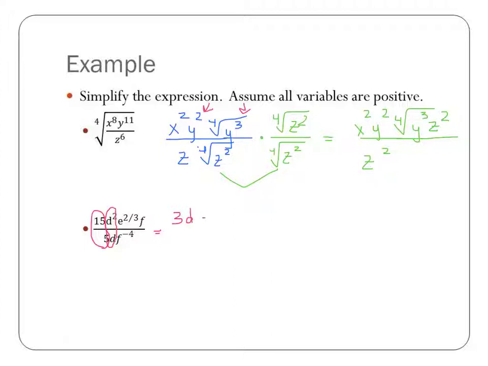E, we only have that one e to the 2/3 stays on top. And then f, you're subtracting, and that is 1 minus a negative 4. Be really careful on those minus and negatives. So we get f to the 5th.